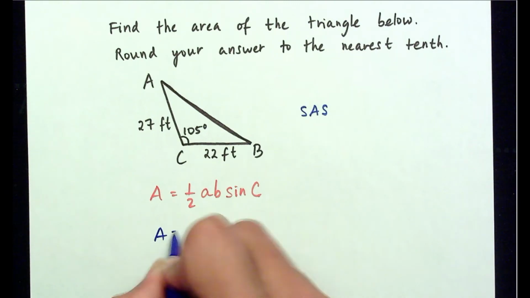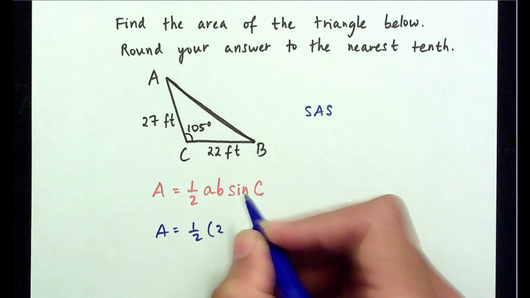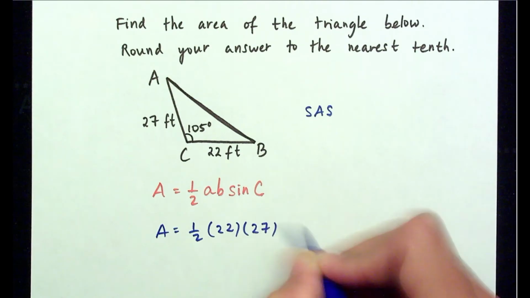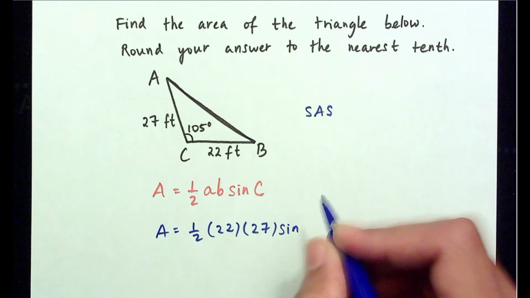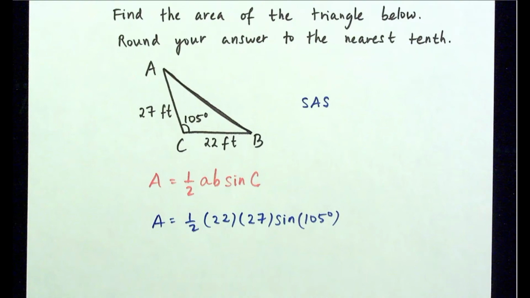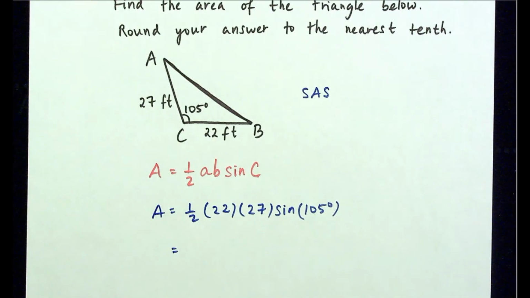The area is 1/2 times 22 times 27 times sine of the angle between them, which is 105 degrees. Now let's put this in the calculator and round to the nearest tenth. So that means 1 decimal.